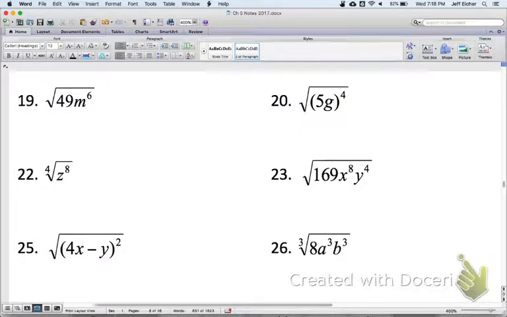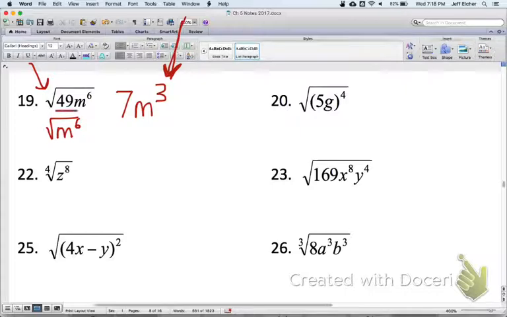The square root of 49 is 7. The square root of m to the 6th would be m to the 3rd. And we have to be careful. We got an odd exponent in our answer, and we had an even index. So this quantity should be positive, but m to the 3rd potentially could be negative, depending on what m is. So we need absolute value bars. So this is our answer, the absolute value of 7m to the 3rd.